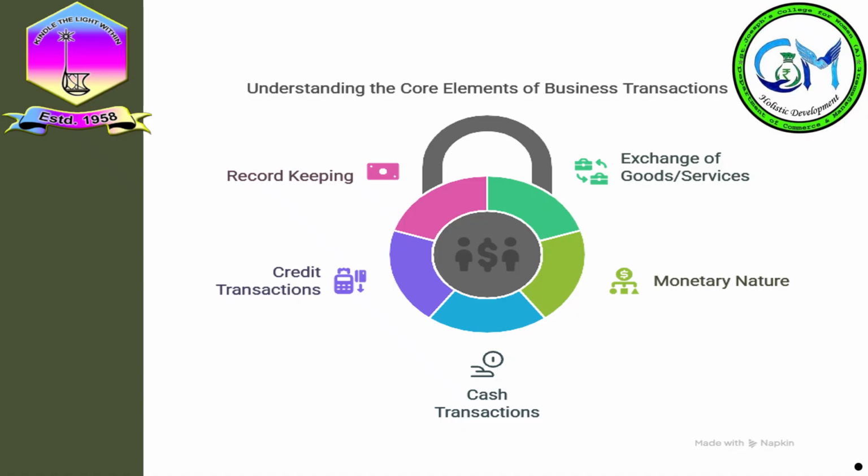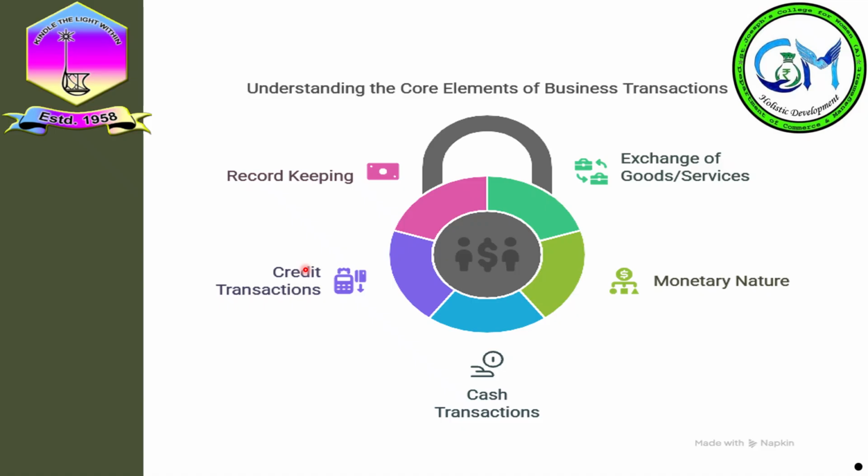So first of all, I would like to explain what a business transaction is. Business transaction means the transactions which happen in the business, such as purchasing goods, selling goods, paying salaries, paying wages, paying charity expenses. All these transactions involved in business are called business transactions. These transactions are exchanges of goods and services which are monetary in nature. They may be cash transactions or credit transactions.